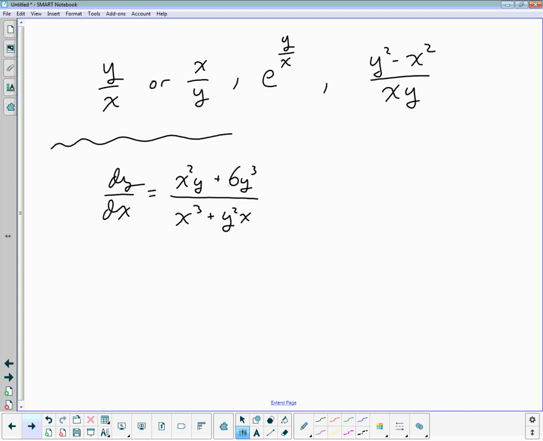This screams, hi, I'm homogeneous. You don't even want to try to separate that guy. Now notice that every one of those terms is of the same order. They all have x squared and y together making an exponent of 3. So everybody is of the same order.